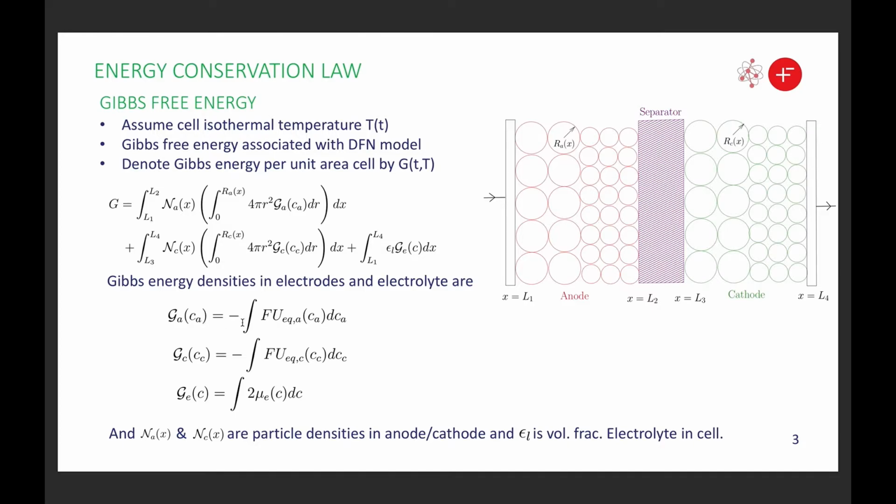So the chemical potential, for example, in the anode is minus Faraday's constant times UA, where UA is the open circuit voltage. Other things to say, the curly N's are particle densities, the anode and cathode, and the epsilon L is the volume fraction occupied by the electrolyte.